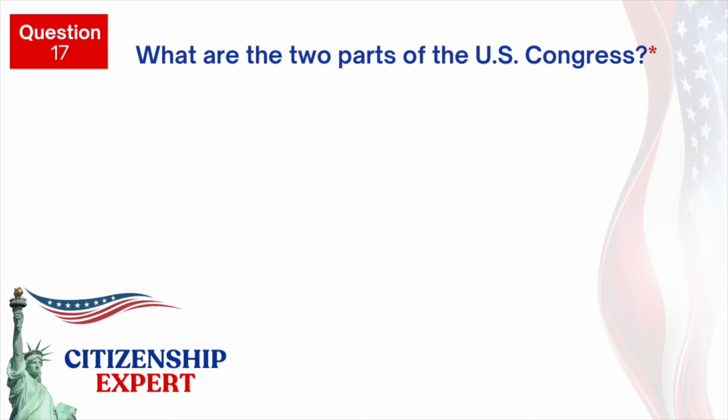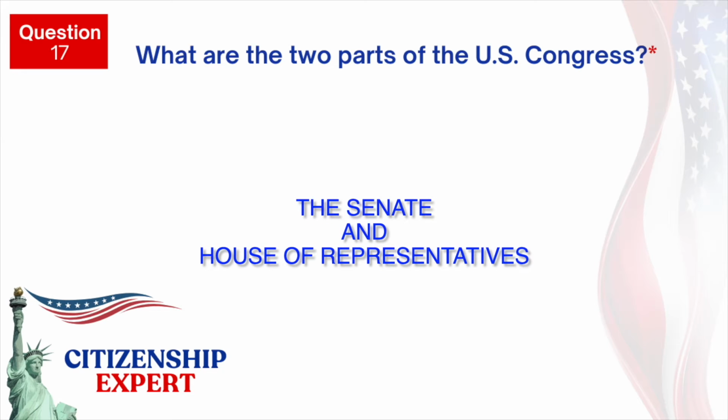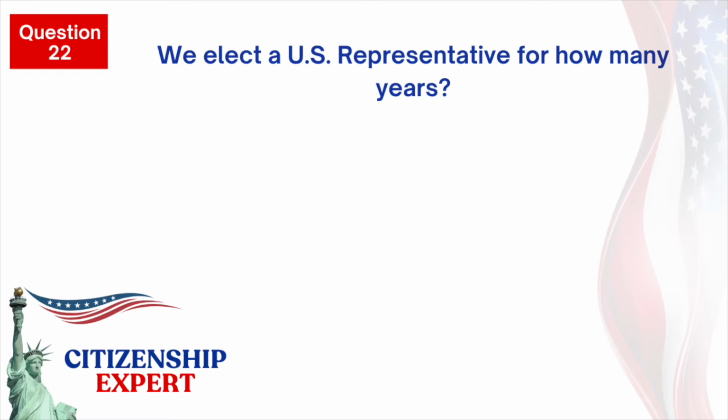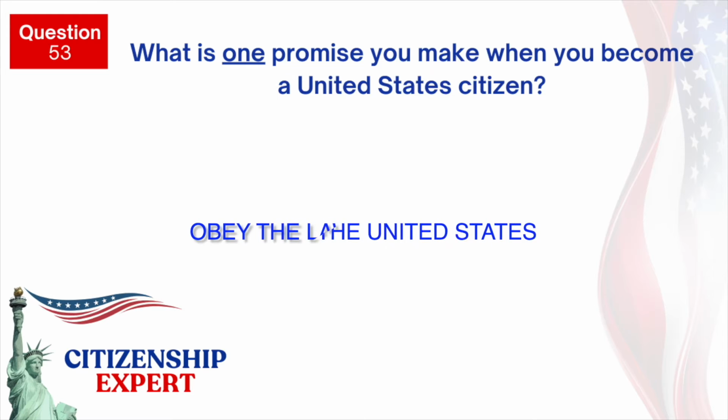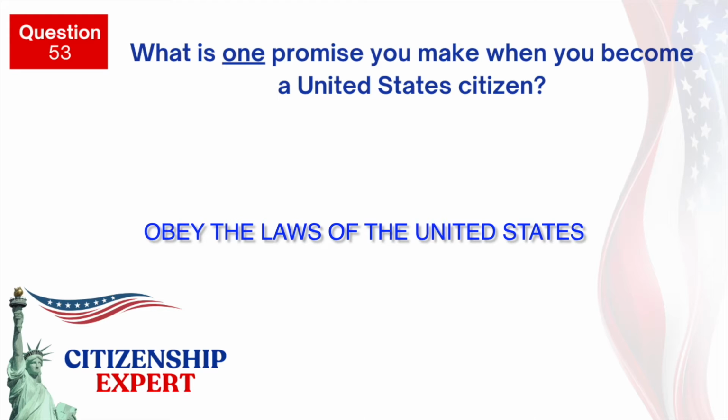What are the 2 parts of the U.S. Congress? The Senate and House of Representatives. We elect a U.S. representative for how many years? 2. What is one promise you make when you become a United States citizen? Obey the laws of the United States.